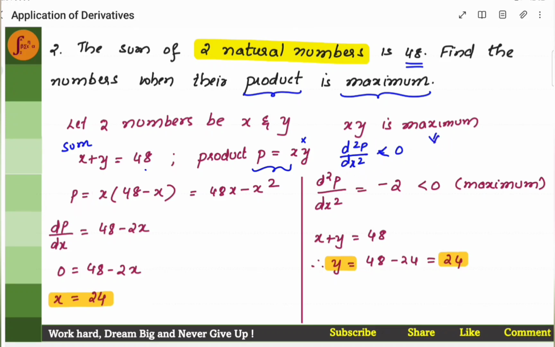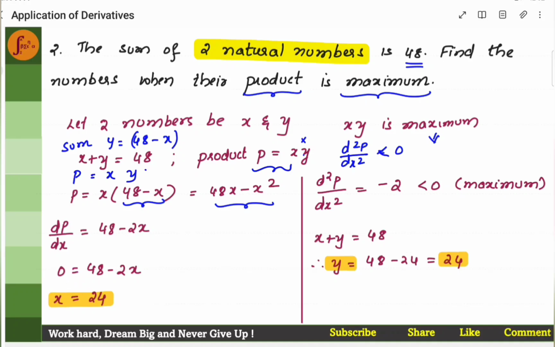First we'll find the single derivative of this. So you take p is equal to x into y. Now we don't want y here, we just want everything in terms of x. So instead of y I can put, since x plus y is 48, y is 48 minus x. So instead of y I'll put 48 minus x, right? This is actually x into y. So I'll put 48 minus x into x. When I solve this I'll get 48x minus x square. Now I'll find the first order derivative dp by dx, right? So it will be 48 minus 2x.